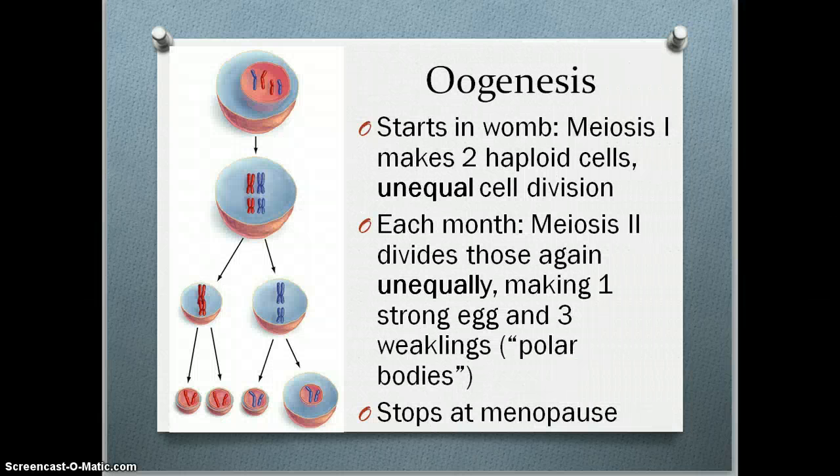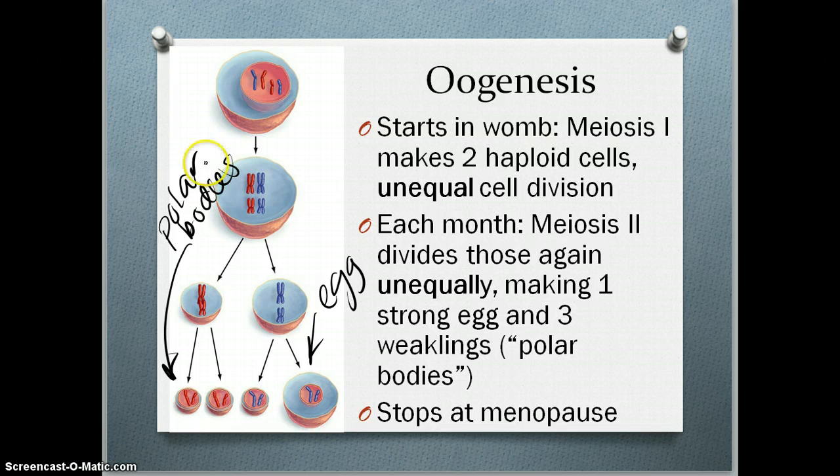Females are a little bit different. Meiosis 1 is going to take place in the womb. This is when two haploid cells are going to be created. There'll be unequal cell division. Each month, meiosis 2 divides those again unequally, making one kind of stronger egg and 3 weaklings. These little weaklings, we call them polar bodies. Basically, only one egg will be produced, and you'll have these polar bodies.